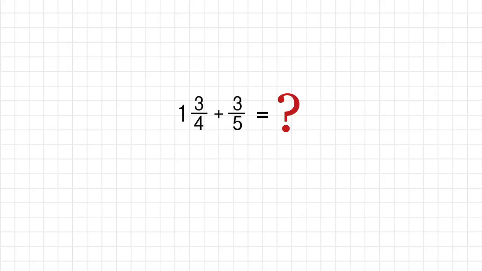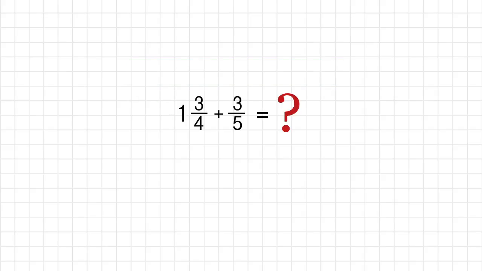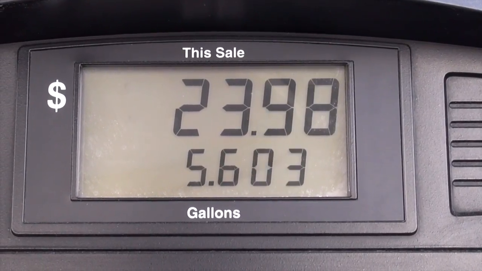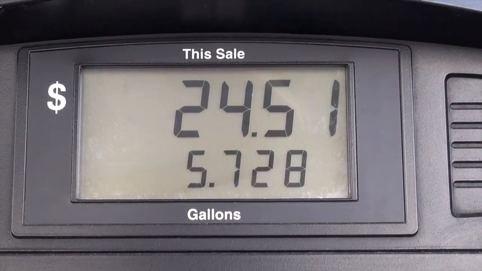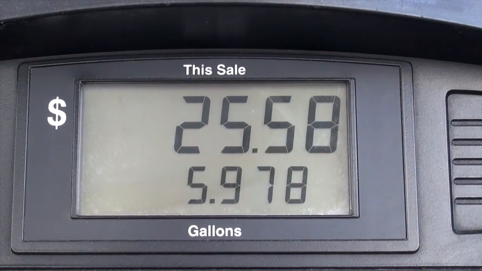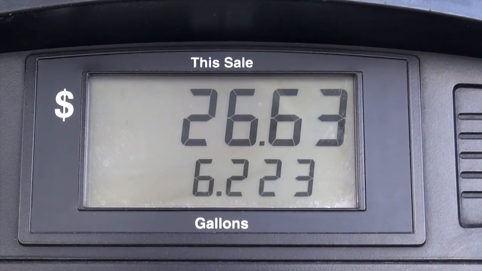To make this problem easier, just convert fractions to decimals. In this case, 1 3/4 equals 1.75. 3/5 equals 0.6. Therefore, the total distance is 2.35 miles. It's a lot easier to add decimals than it is to add fractions. Decimals are used in daily life because they are easier to work with than fractions.